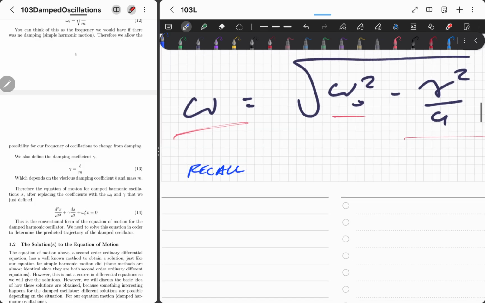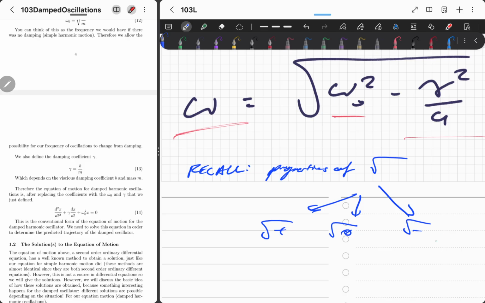What happens when we have a negative value under a square root? Right, what happens? What do we have to do? There's a negative under a square root. Yeah. It becomes imaginary, right? The square root of -1 is i, right?